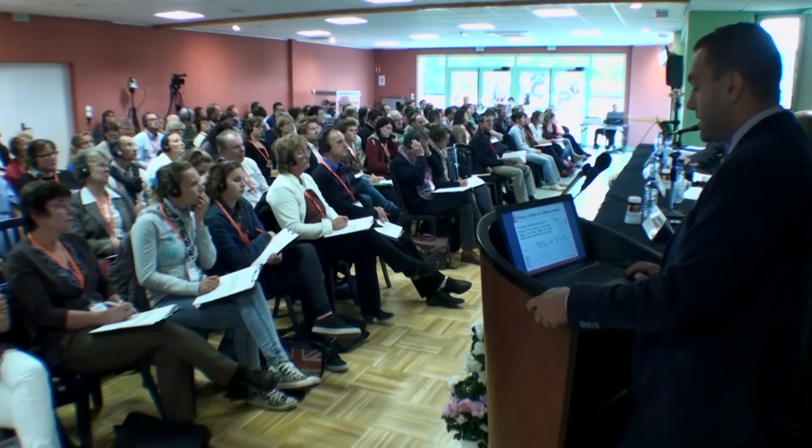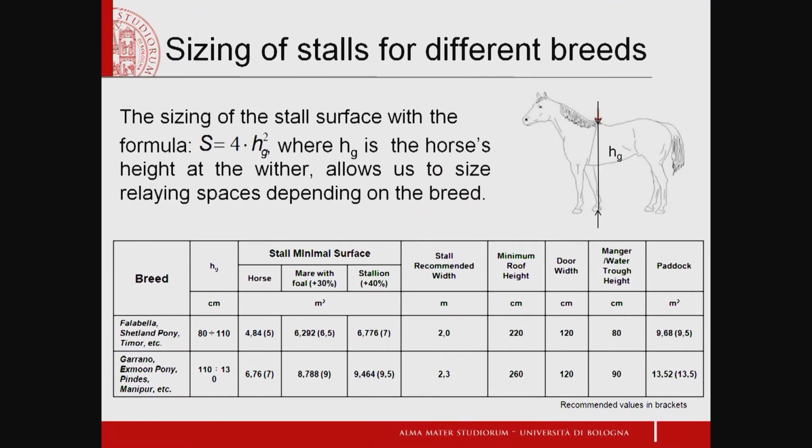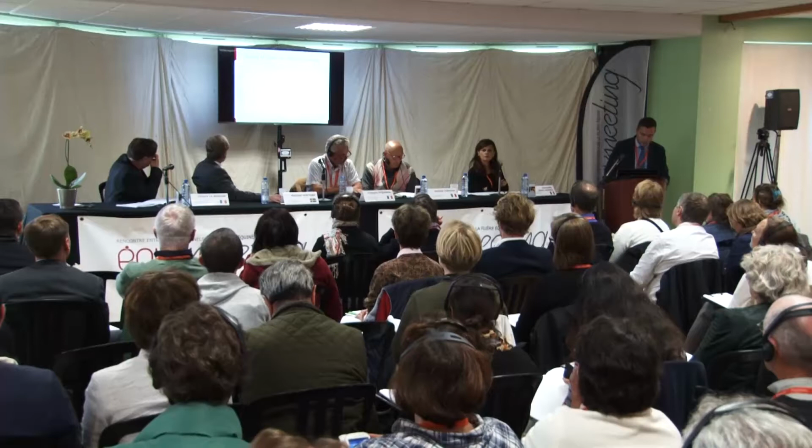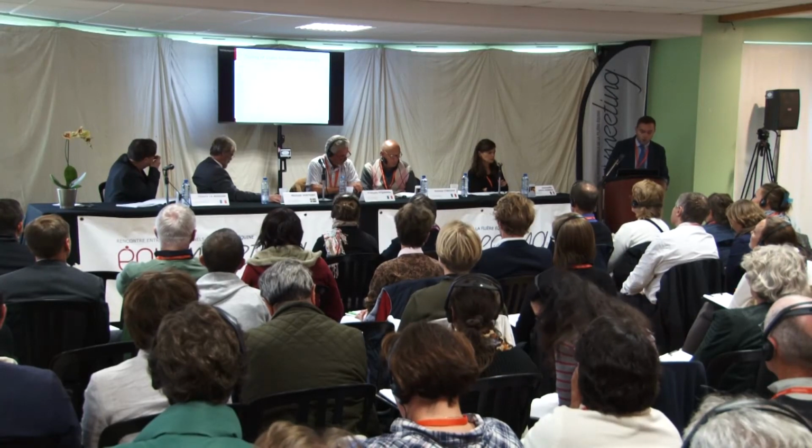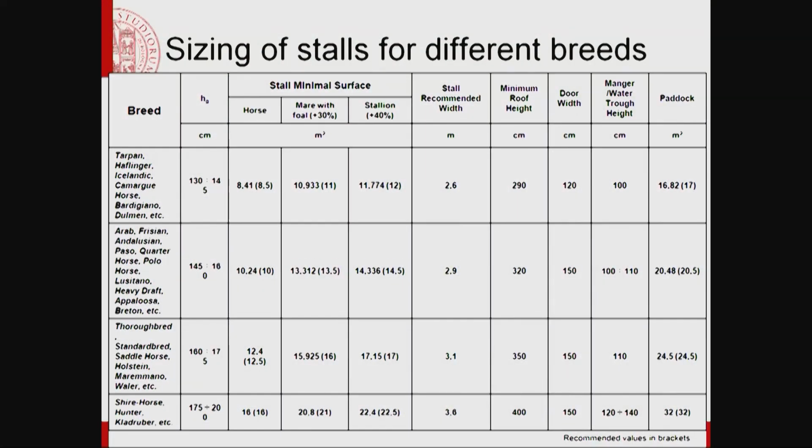Also present are other recommended measures. For example, the stall recommended width for the same breeds is 2 meters, for a minimum roof height of 220 centimeters, and so on. While for taller breeds, with a height at the withers of about 1.75 to 2 meters, the stall minimal surface is about 16 square meters. Another dimension, for example, is the surface of the external paddock, about 32 square meters.